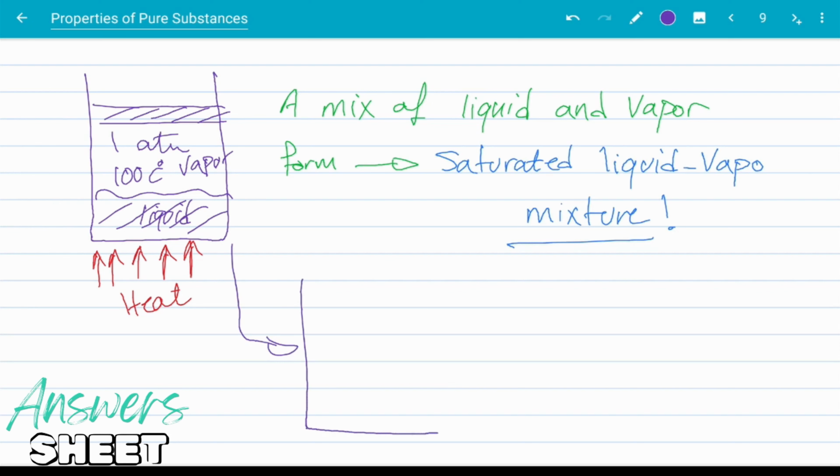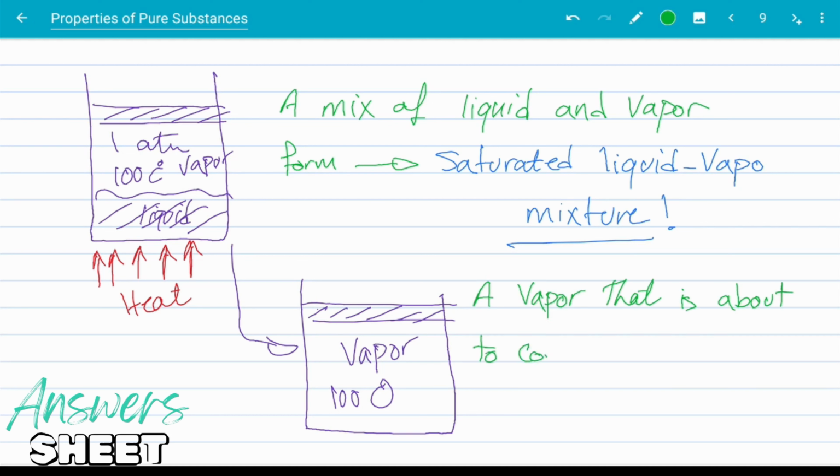Okay, we can continue this and heat the system up to a point where every last droplet of water has evaporated. So we have only vapor or gas form at 100 degrees Celsius. Now in this situation, if we take one bit of energy or heat out of this setup, a single droplet or a single molecule of water will condense back into liquid form. So this vapor is ready to condense. Now, a vapor that is ready to condense is called a saturated vapor.